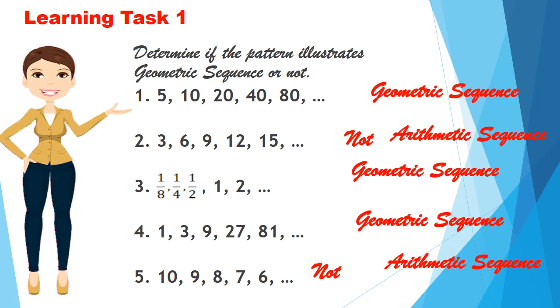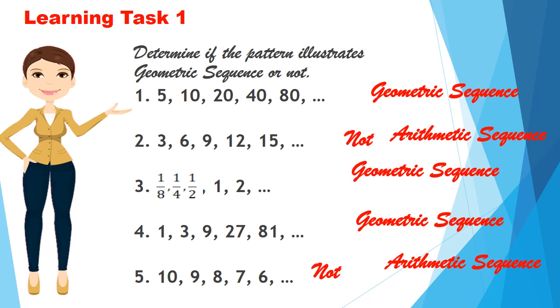That is because the common difference is negative 1. That is from 9 minus 10, the answer is negative 1. 8 minus 9, the answer is negative 1, and so forth. Very good. What about numbers 1, 3, and 4? What have you noticed?